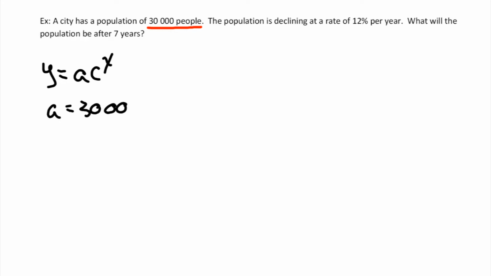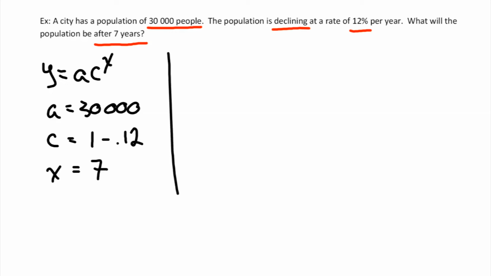30,000. The population is declining, so I know it's going to be getting smaller, and I'm given a percentage rate. So my c is going to be 1 minus 12%, which is 0.12, and we're asked for the population after 7 years. So x is equal to 7. The rate of change of the population was in years as well, so the fact that my term is also in years is convenient. I've got everything I need now to go ahead and fill in the equation.